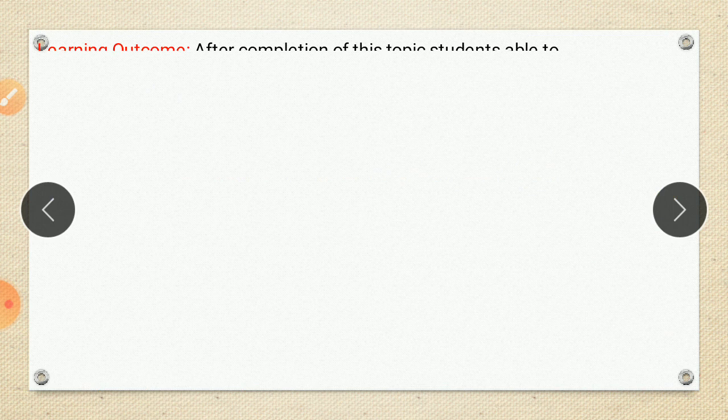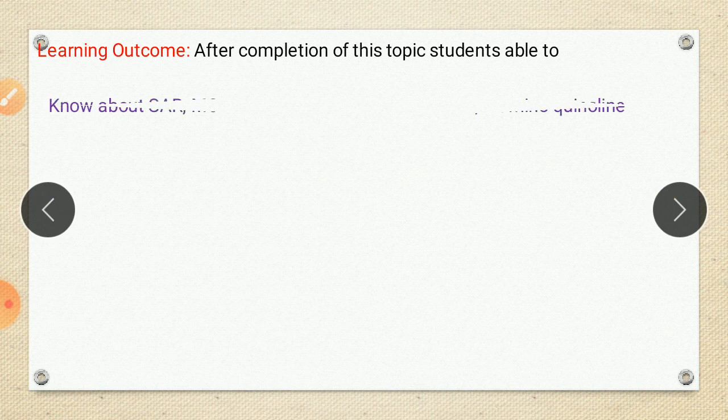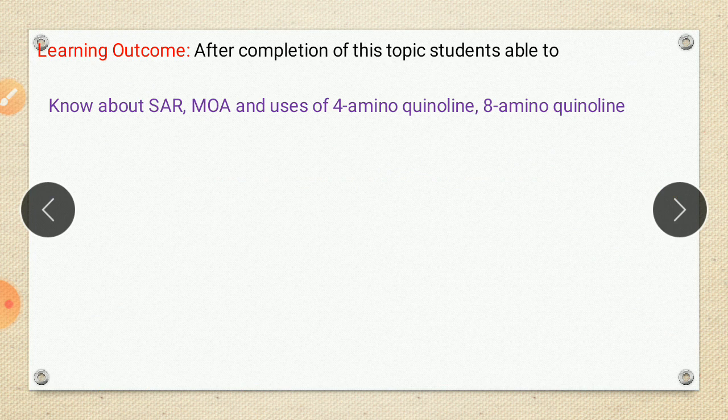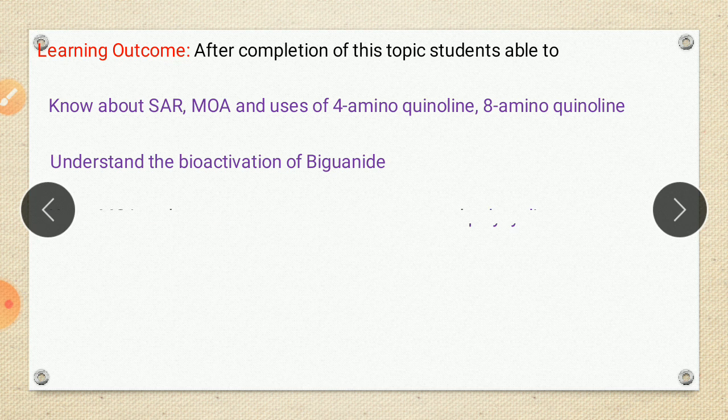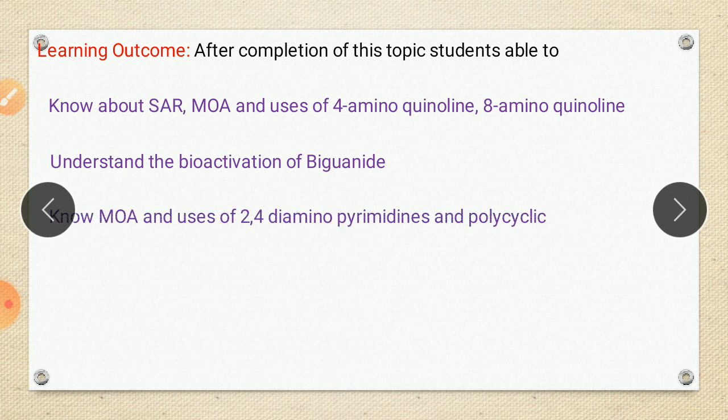Learning outcome. After completion of this topic, students will be able to know about the SAR, mechanism of action and uses of 4-aminoquinoline and 8-aminoquinoline, understand bioactivation of biguanides, and know the mechanism of action and uses of 2,4-diaminopyrimidine and polycyclic antibiotics.